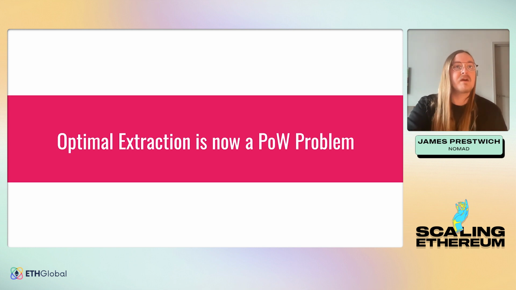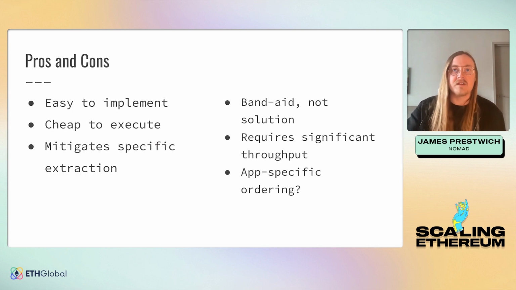And because all we're trying to do is increase the cost, we don't need good randomness to do so. We can rely on bad randomness that the searcher might be able to manipulate, because manipulating the randomness is equivalent to doing the proof of work. It increases the cost of extraction.